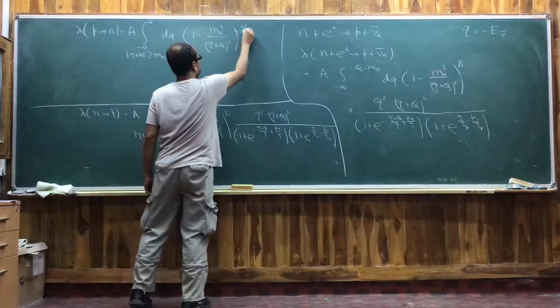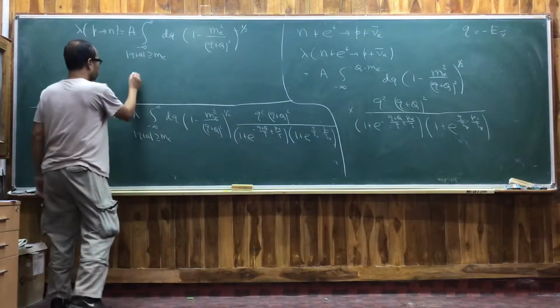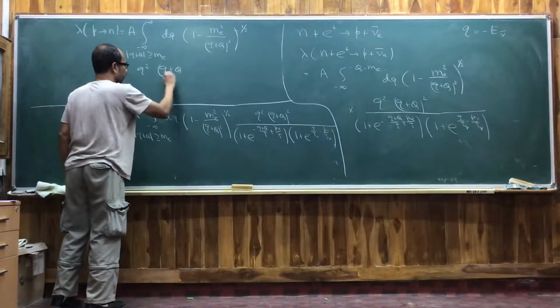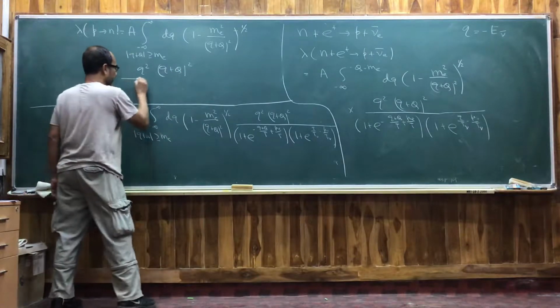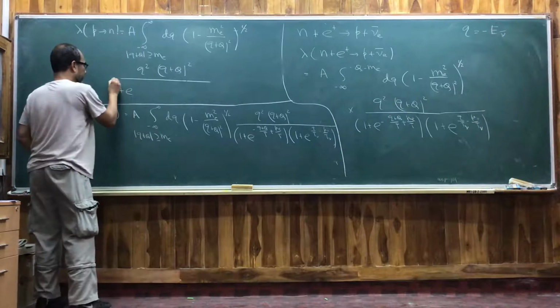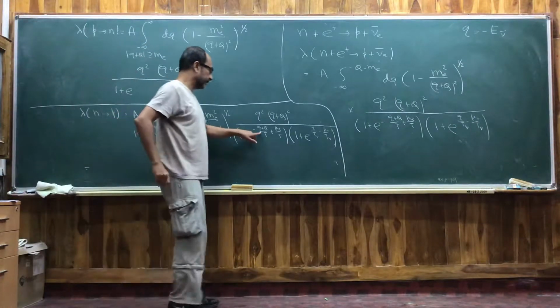We'll see that factor. So q squared, q plus q squared over 1 plus... basically what will happen, the net change is that these signs get reversed.